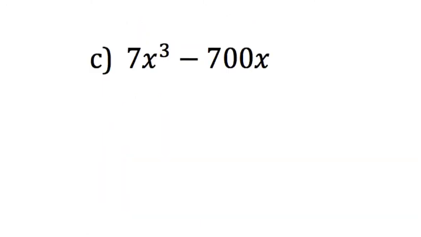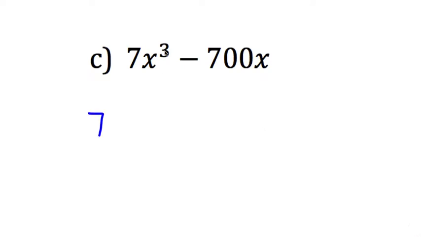Next up, now we're getting into some variable ones as well. So we not only have a number that needs to be taken out, but also a variable. So again, difference, yep. Two terms, yep. Perfect square, nope. 7's not a perfect square. So we have to take a 7 out.